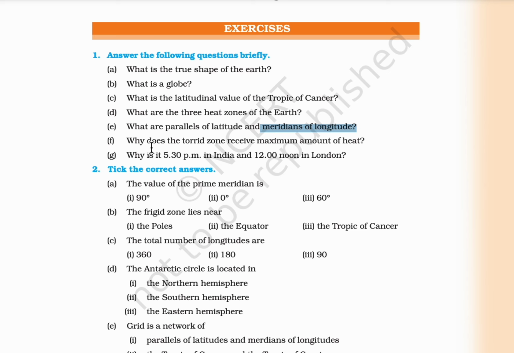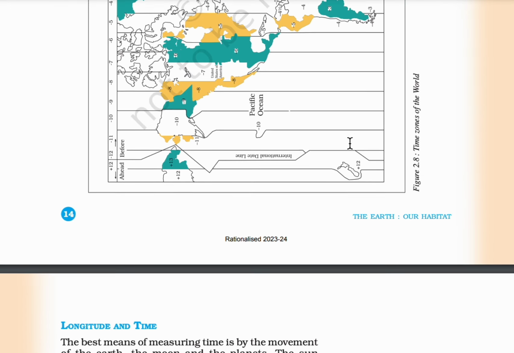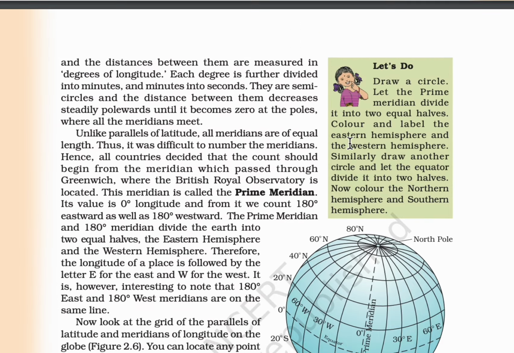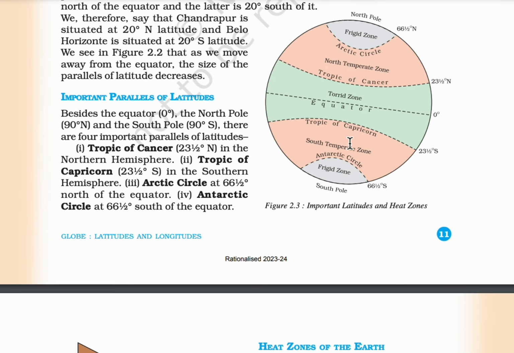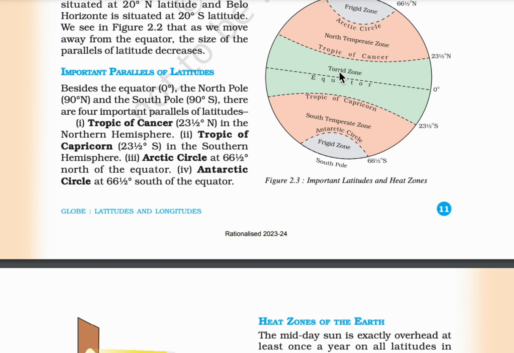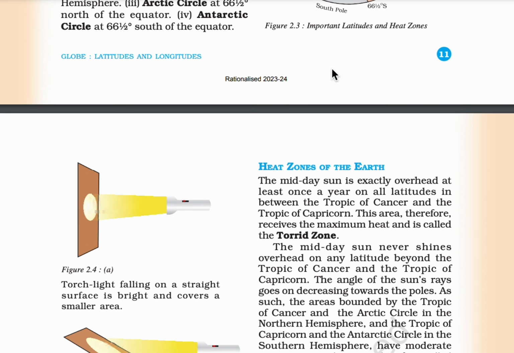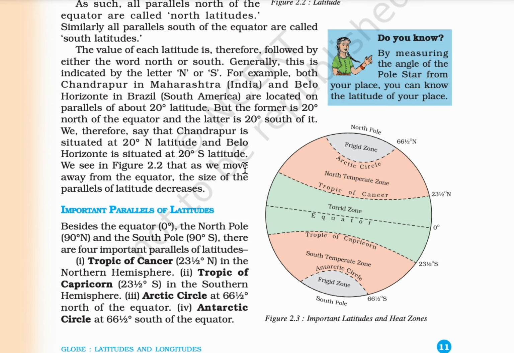Next question is, why does the torrid zone receive maximum amount of heat? We have learned that the torrid zone receives the maximum amount of heat because the sun is exactly overhead. It is like this. This is the torrid zone, and the sun rays fall exactly straight. So here the heat absorption is very high. For that reason, this torrid zone area is very hot.